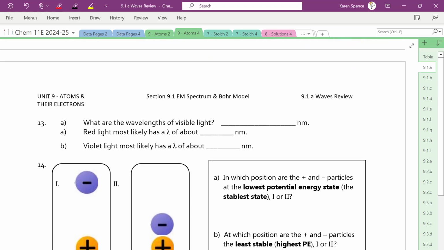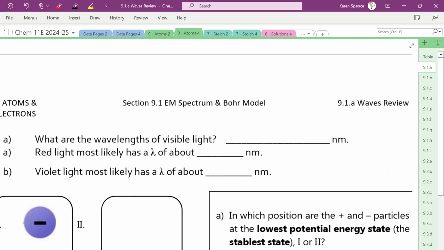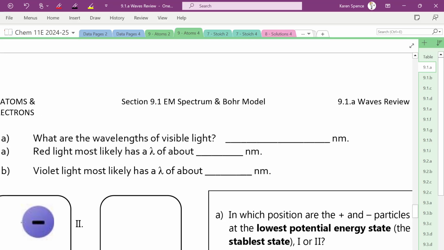All right. Do you remember the wavelengths of visible light? How many nanometers? 400 to 700. So then red light would most likely have a wavelength of 700 because it has the longest wavelength. And violet light would be around 400.